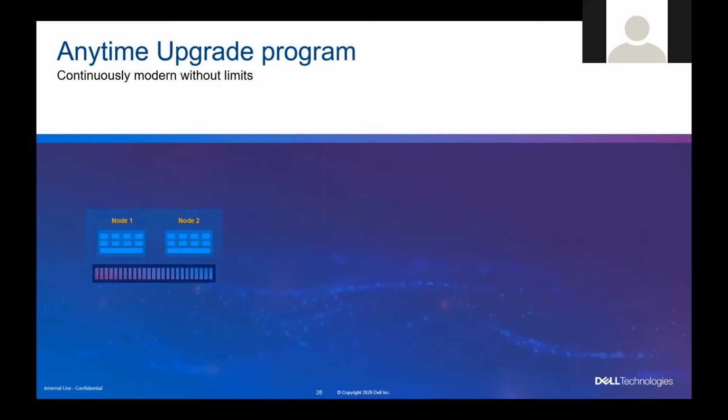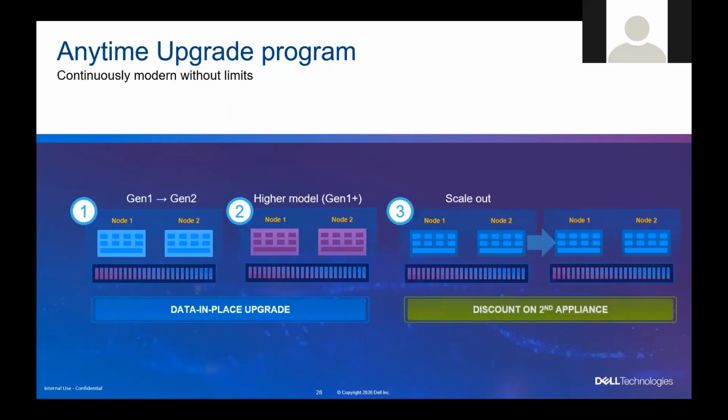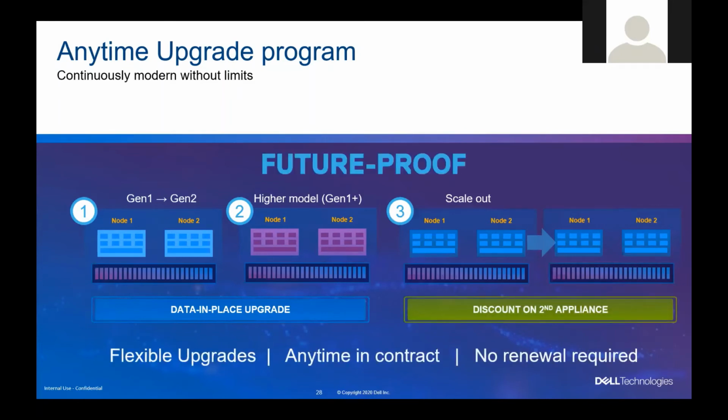So the anytime upgrade program, Brandon, I might need your help a little on this here, but basically when you purchase the PowerStore appliances, there is an anytime upgrade program that allows you to upgrade to the next model within that family, like upgrading, say, a PowerStore 1000 to a PowerStore 3000. You can upgrade your existing appliance from the current gen to the next gen. And again, if you just want to build this slide out, I think we'll kind of talk about it a little bit.